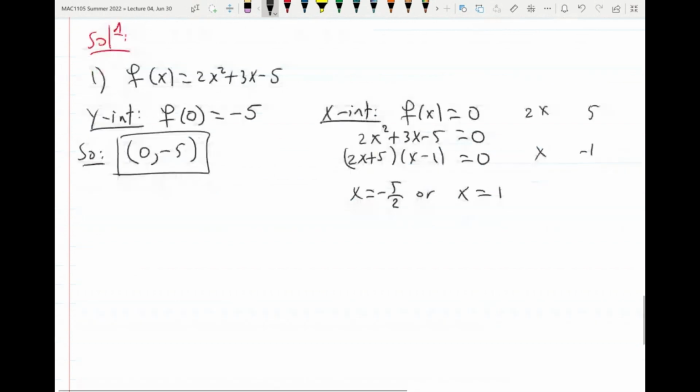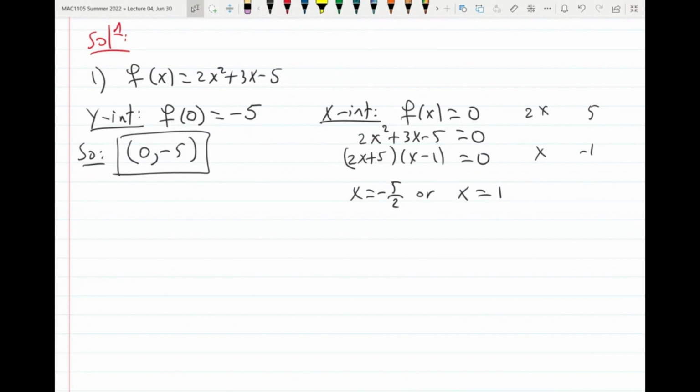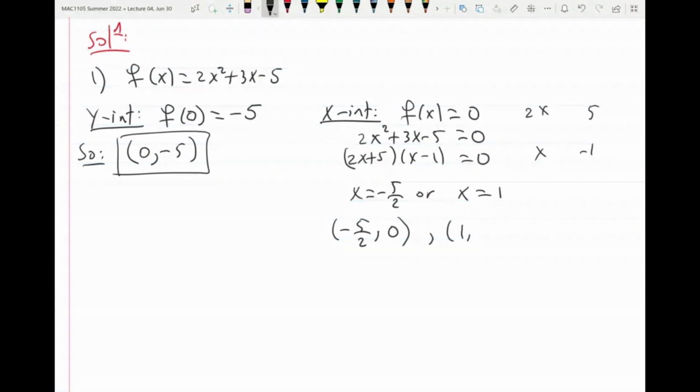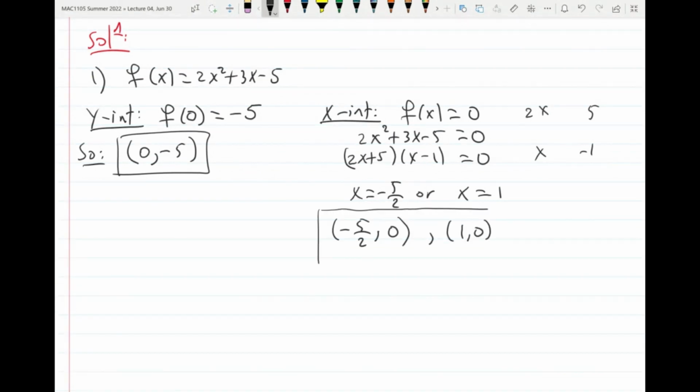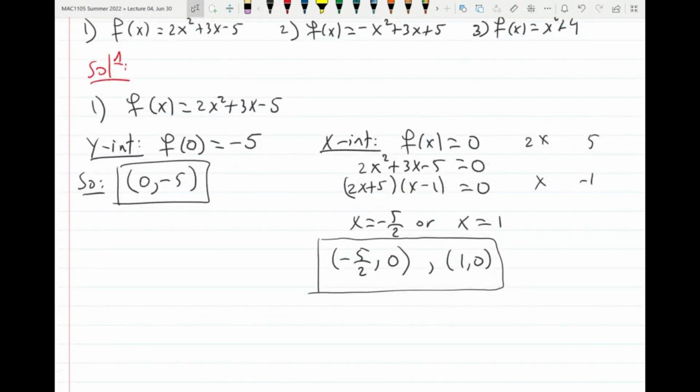So what are the x-intercepts for this function? What are they? So -5/2, 0. So remember, these are points, right? So you have to determine the coordinates. And what's the other point? 1, 0. Good. Questions? Do you understand this? All right.